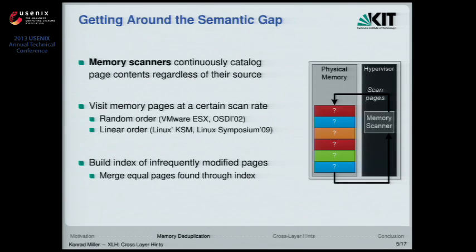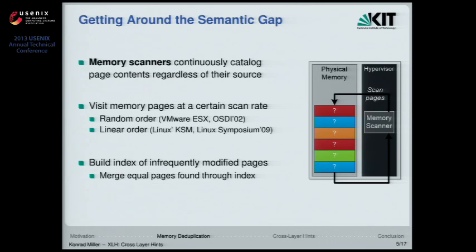So if you want to share memory in non-para-virtualized systems, so if you're not able to change the guest, or if you're running a non-para-virtualized system, then you can do this with a memory scanner, and VMware first developed this in 2002. This system was later also adopted by Linux under the name kernel same-page merging, or KSM.